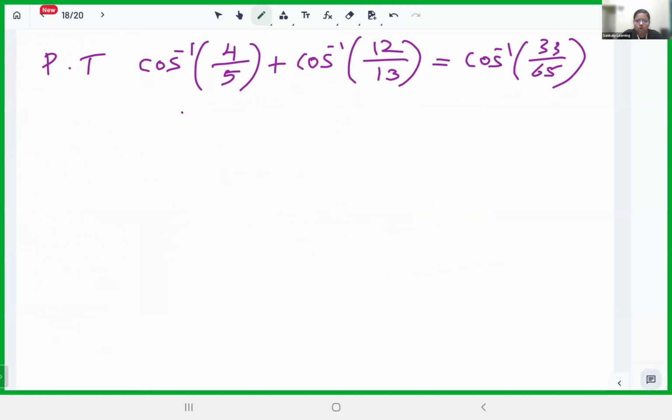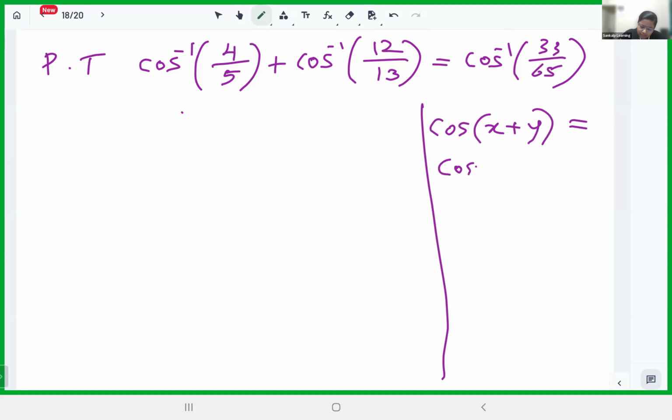Here it is given in cos inverse. So in these types of questions, you must know certain identities. I'll write some of the identities here. In this question, we are going to apply the identity cos of x plus y equals cos x cos y minus sin x sin y.